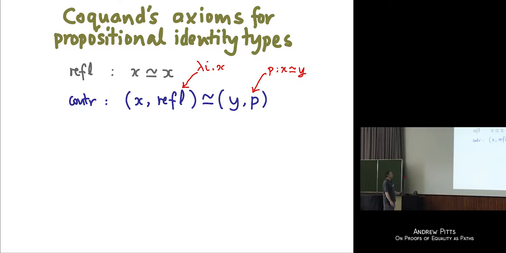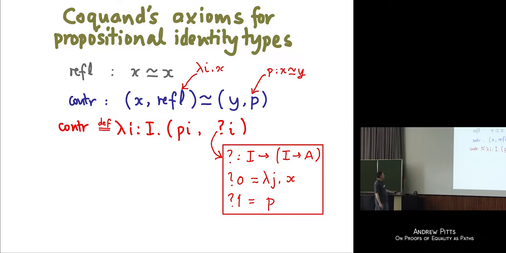What about the contractibility? Okay, so we've somehow given a path from x to y. How can we get a path from this pair to this pair? Well, in the first component, we have a path from x to y, called p, so I can use p of i. But what's the second component? It's got to be a path of functions whose value at 0 is the constantly x function and whose value at 1 is p. We're going from REFL to p. So what do we need in order to get that?